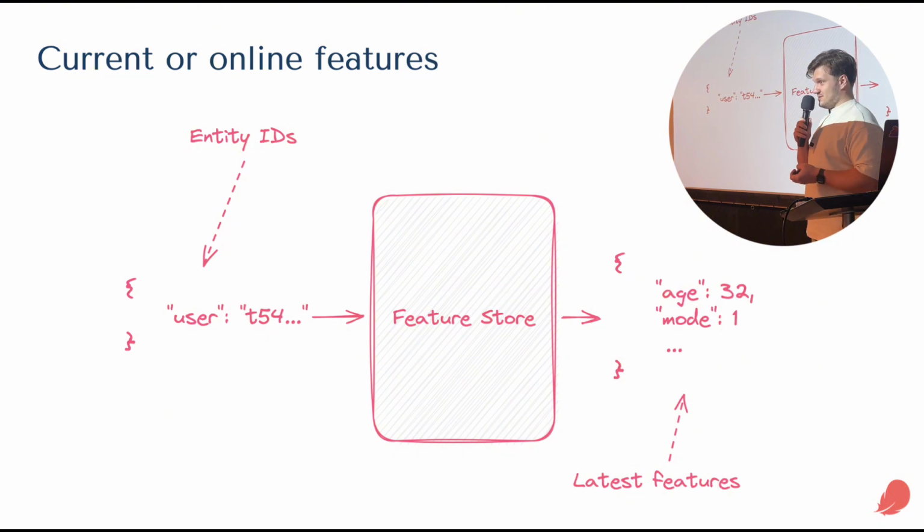From an engineering perspective, it's just simple. I want to get the latest features. That's it. Ideally with low latency. Just provide the user ID or item ID, whatever.